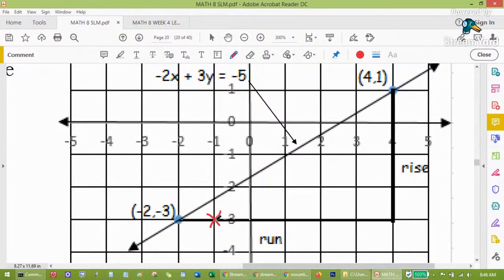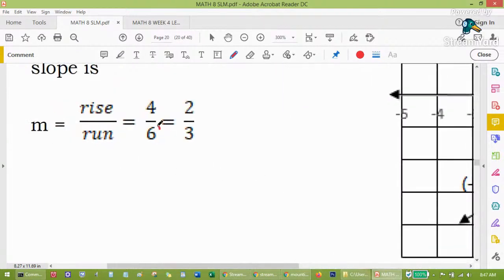Simula sa point, meron tayong 1, 2, 3, 4, 5, 6. So, 6 places and ang takbo natin is pakanan. Therefore, ang run natin is positive 6. Pag pakanan, pag pupunta sa right side, positive. Pag papunta sa left side, negative.